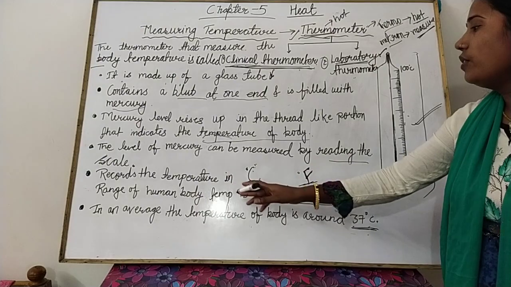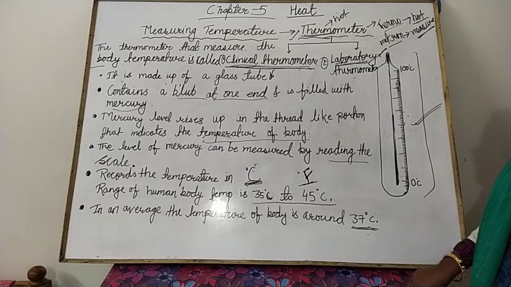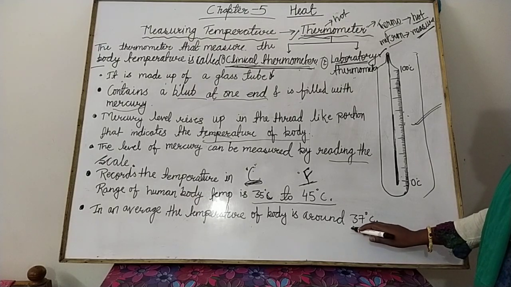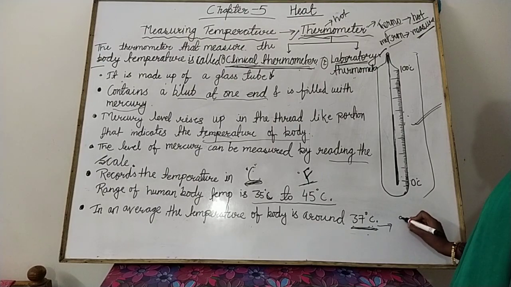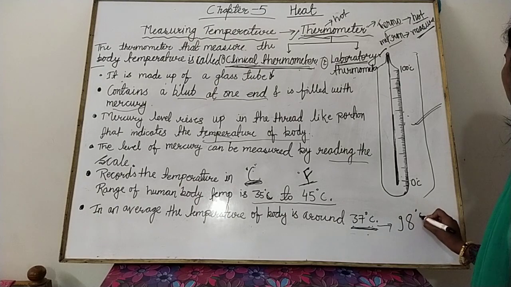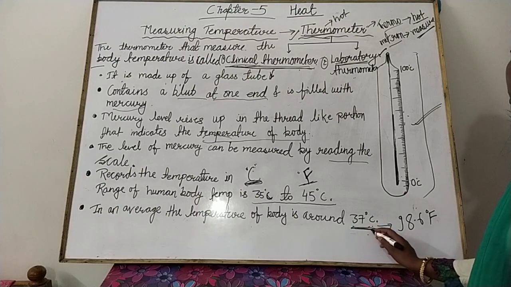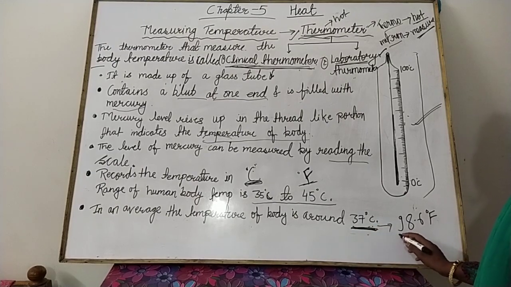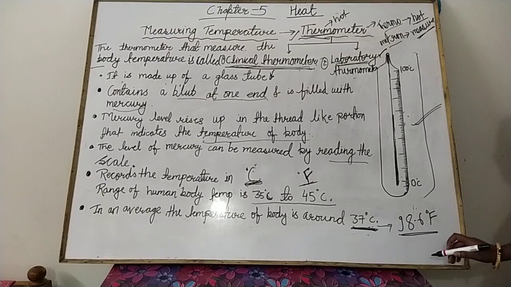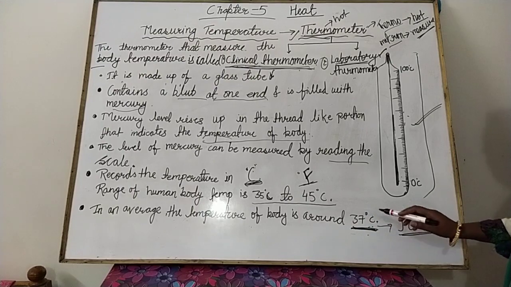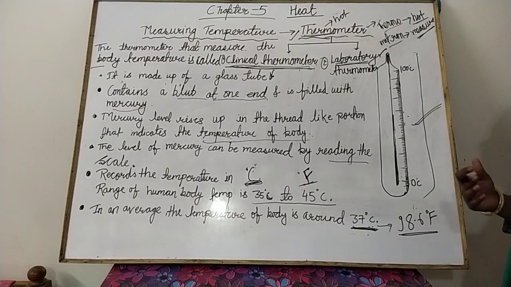So the range of human body temperature is 35 degree Celsius to 45 degree Celsius, and the average human body temperature is around 37 degree Celsius. When we convert this, it comes to 98.6 degree Fahrenheit. 37 degree Celsius is normal body temperature, and also 98.6 degree Fahrenheit is normal body temperature. If our temperature is higher than 37 degree Celsius or higher than 98.6 degree Fahrenheit, that means we have a fever.